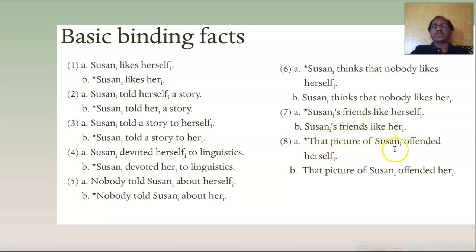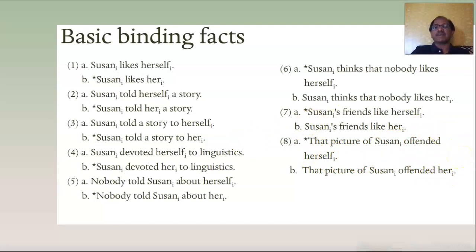Similarly, in that picture of Susan offended herself, Susan cannot be the antecedent of herself because Susan is not a co-argument of the verb of the reflexive herself. That is, Susan and herself are not arguments of the same verb, right? Susan is the complement of the preposition of, whereas herself is the complement of the verb offend. And in place of herself, we can use the pronoun her.